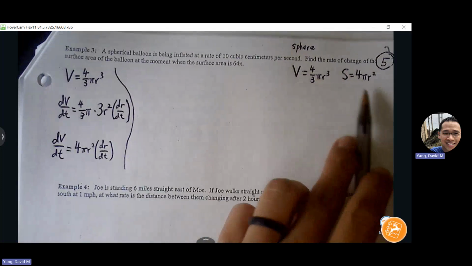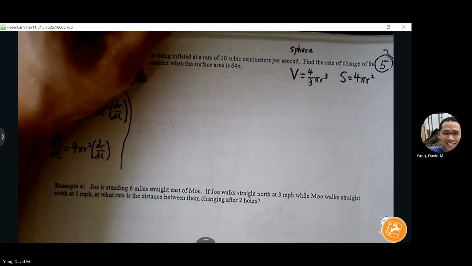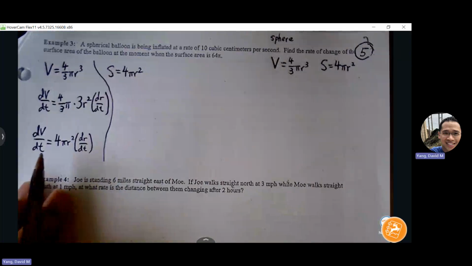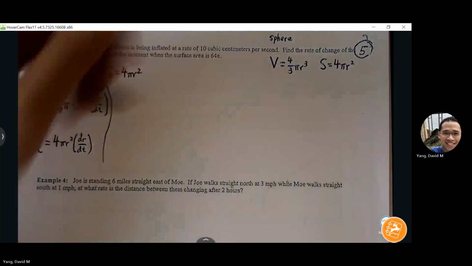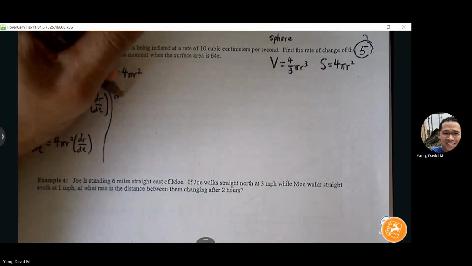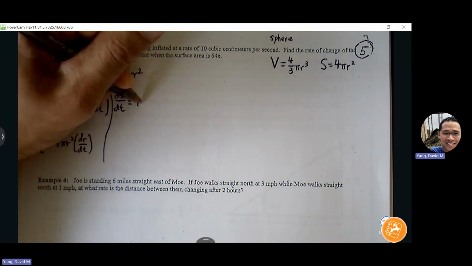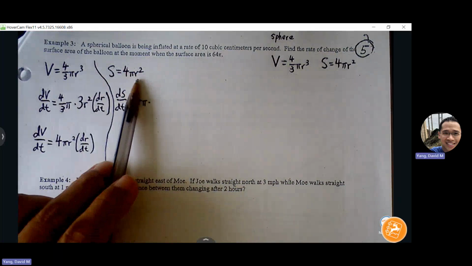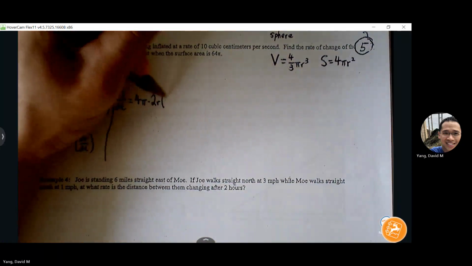Let's build out the derivative for S. All right, what's the derivative for S here? S becomes what? dS/dt. 4 pi isn't going anywhere. R squared becomes, yep, 2r dr/dt.